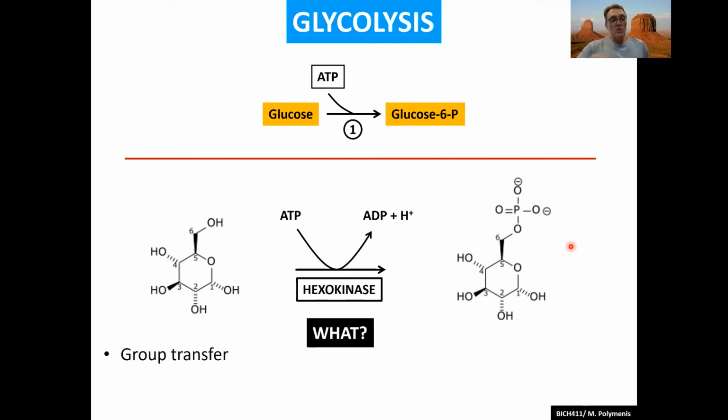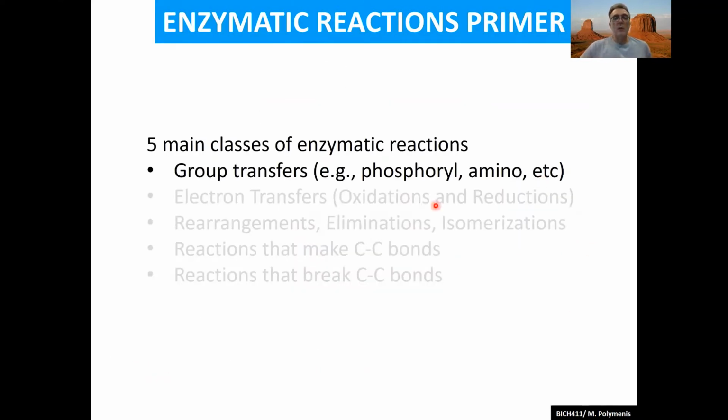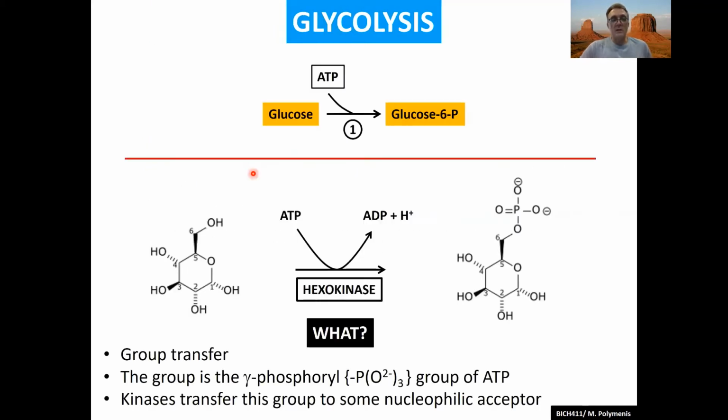So what kind of reaction is this in terms of the 5 major groups? It's a group transfer. It's a phosphoryl transfer, and as we had discussed earlier, the group is a gamma phosphoryl group of ATP, and that is the one that gets transferred. In general, all kinds of kinases will transfer this group, the gamma phosphoryl group of ATP, to some acceptor. It so happens that the acceptor here is glucose.